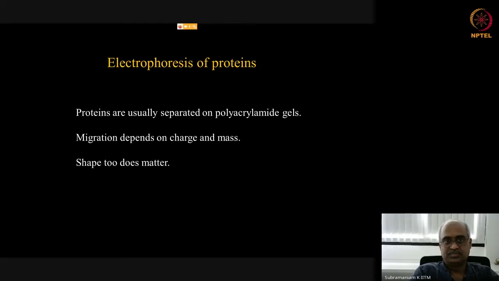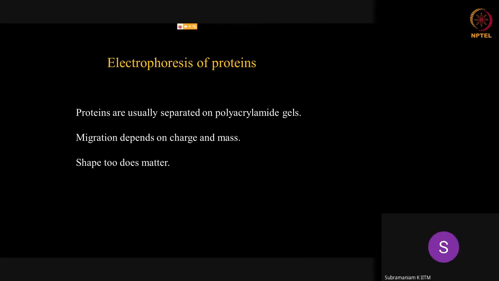So yesterday we learned about chromatographic methods, where we looked at three different kinds of chromatographic methods: ion exchange chromatography, then gel filtration, then affinity chromatography, where we saw how proteins from a mixture can be separated and individual proteins can be purified.